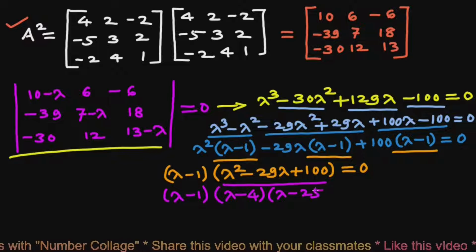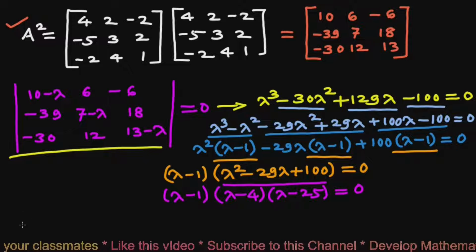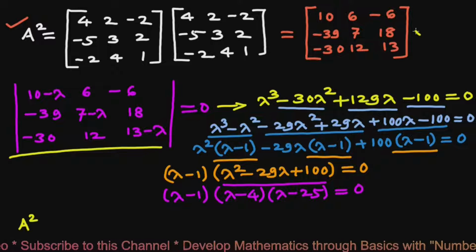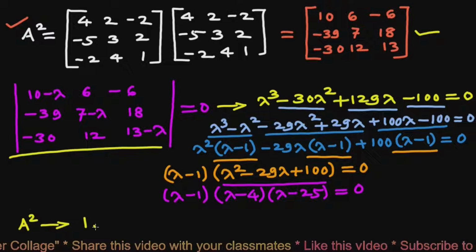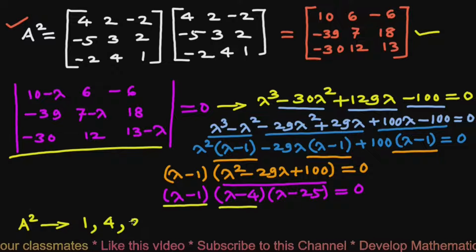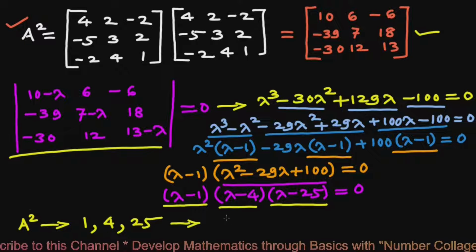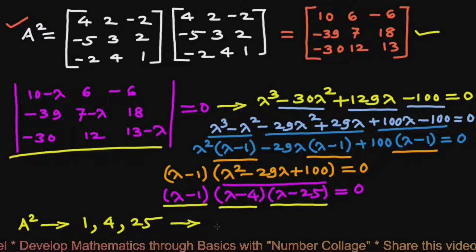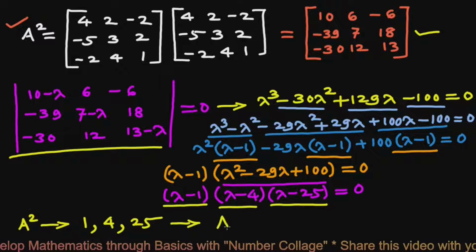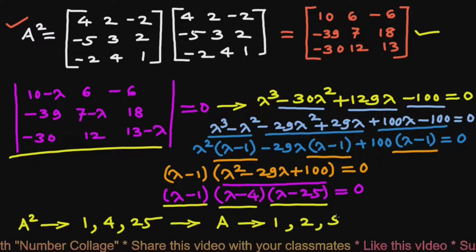So we have eigenvalues of matrix A square as 1 from this bracket, 4 from this bracket, and 25 from this bracket, which is equal to the square of corresponding eigenvalues of matrix A, which we have found as 1, 2, and 5.